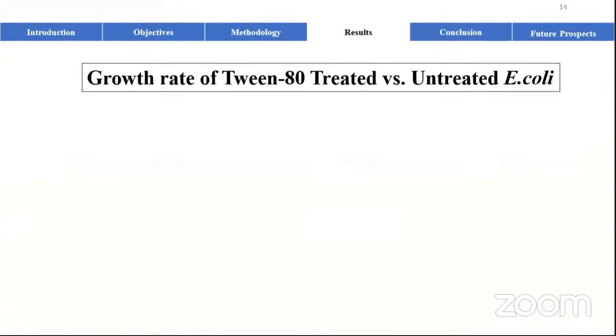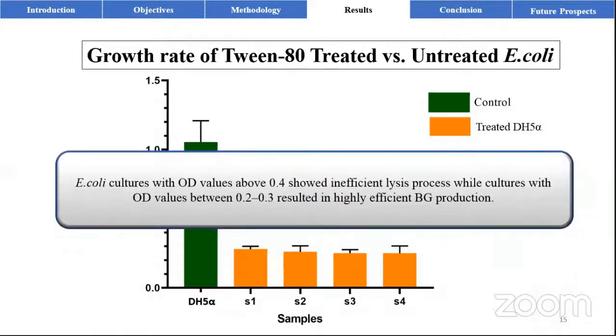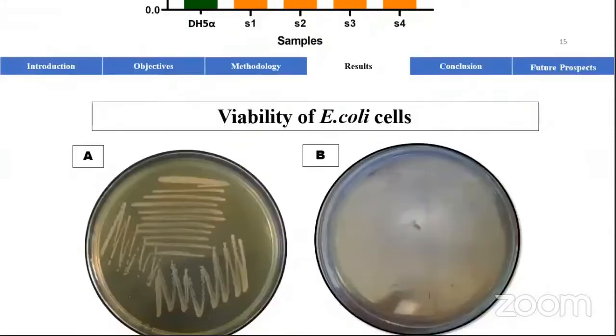Now the results of our experimental work. This graph shows the growth rate of Tween 80 treated and untreated bacterial cells. As you can see, the untreated bacterial cells were high in growth as compared to the treated bacterial cells with an OD of 0.2 to 0.3, which indicates that E. coli cultures with OD values above 0.4 showed inefficient lysis process, while cultures with OD values between 0.2 to 0.3 resulted in highly efficient bacterial ghost production.